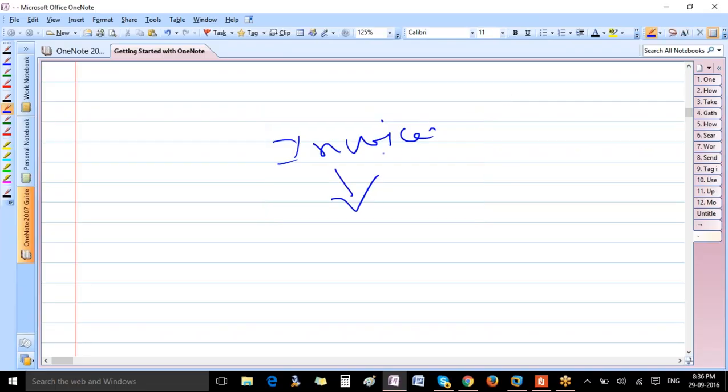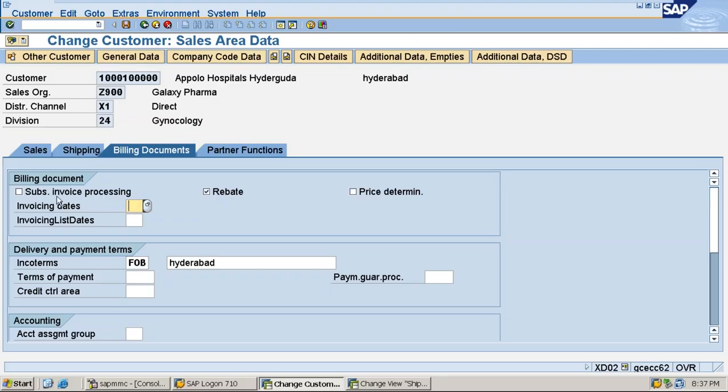So you created an invoice, and with reference to the invoice you want to create something subsequently. Whether for this customer it is allowed or not, you control that with this indicator.